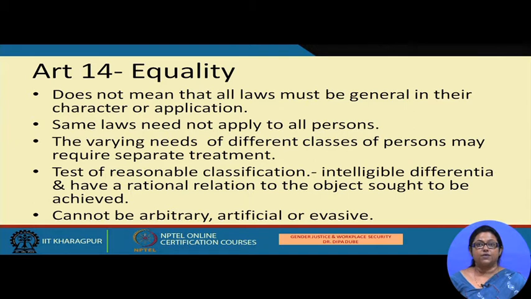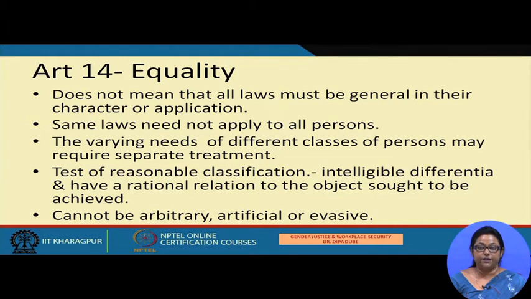So, as we said, Article 14 does not indicate that laws must be general in character or application, or the same laws should apply to all persons. It does not stand for that, but it allows for a reasonable classification. Such reasonable classification must be based on an intelligible differentia and have a rational relation to the object sought to be achieved. However, that classification cannot be arbitrary, artificial or evasive in nature.